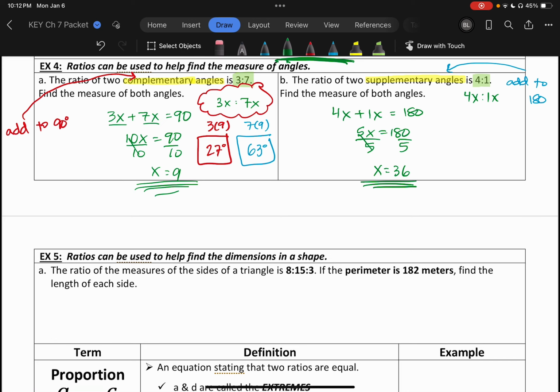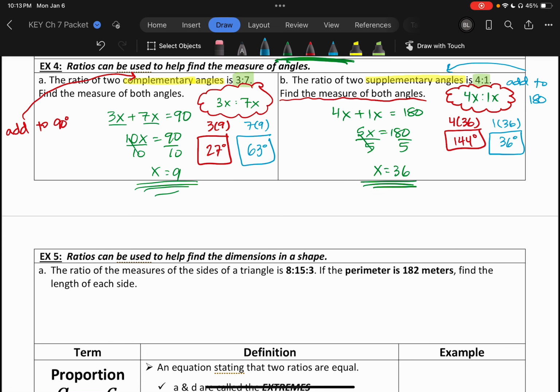And this question didn't ask us to find x. It said at the very end, find the measure of both angles. So we're working with this ratio again. My ratio is 4x to 1x. If x is 36, then we can start to plug these values in. So 4 times 36 would be 144 degrees. And my second ratio, the 1x, well, 1 times 36 is simply just 36. So my second angle is 36 degrees.